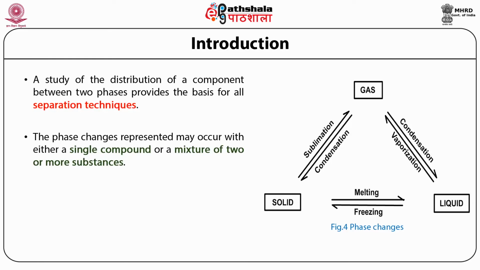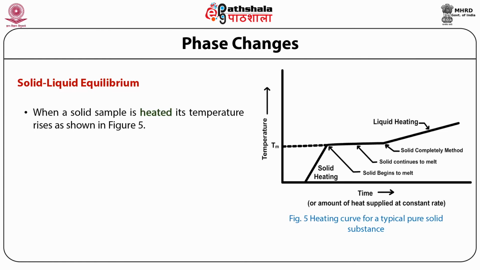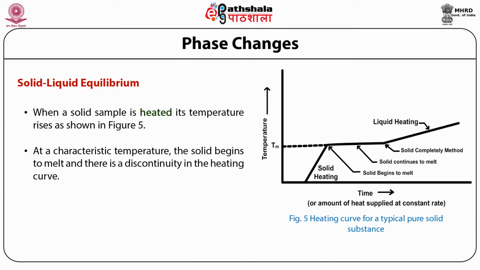The phase change represented below may occur with either a single pure component or element or a mixture of two or more substances. Solid liquid equilibrium. When a solid sample is heated, its temperature rises as shown in the figure. At a characteristic temperature, the solid begins to melt and there is a discontinuity in the heating curve.